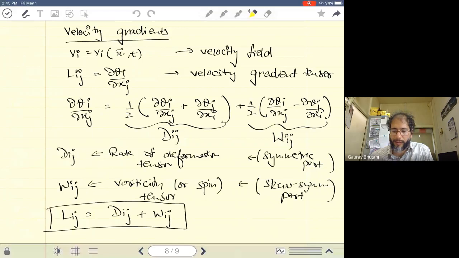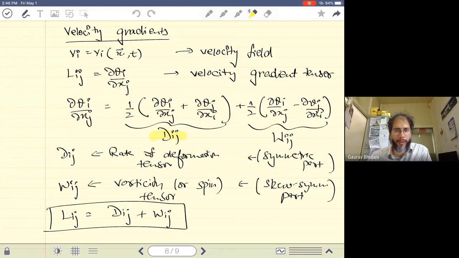Then we started talking about velocity gradients, because when we talk about fluids, it's not the distance the fluid has moved, it's how fast the fluid is moving. So we need information about the velocity field rather than the displacement field, because the fluid keeps deforming with time. And then we defined something called a velocity gradient tensor, which is similar to the displacement gradient tensor. We wrote the velocity gradient tensor as a sum of symmetric and skew symmetric parts, and the symmetric part was known as the rate of deformation tensor.